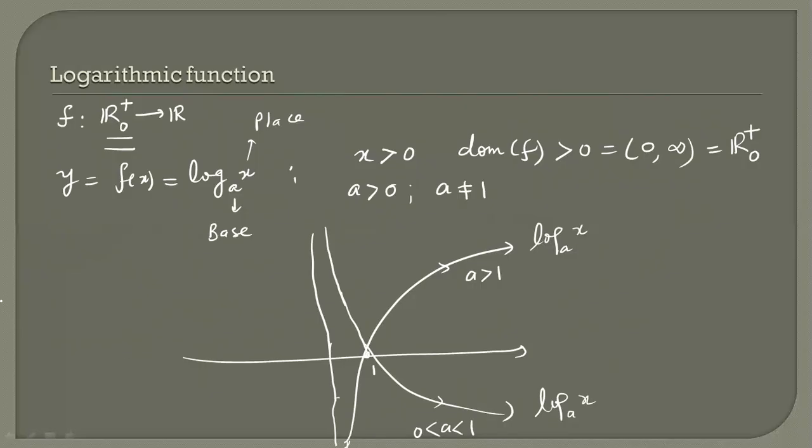What about the range? You can see it is taking every value from minus infinity to infinity. 0 is not included in this range because at y equal to 0, we will get an asymptote.